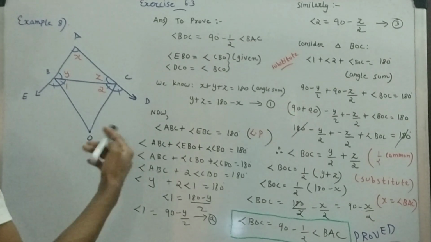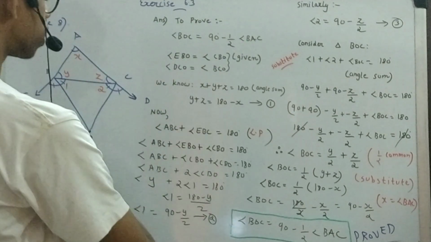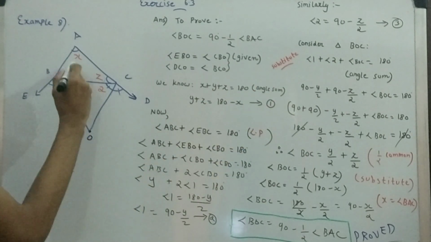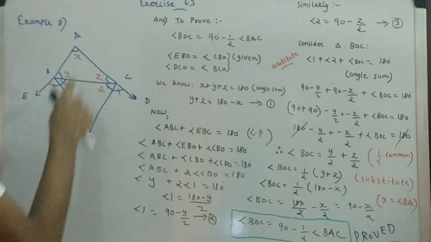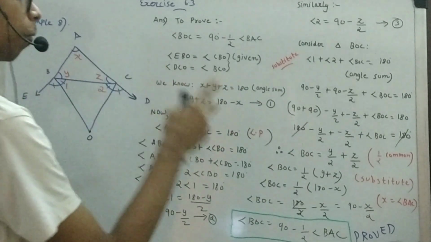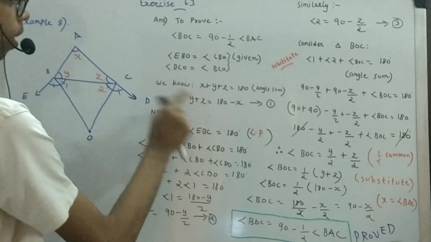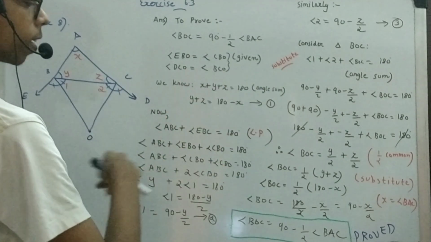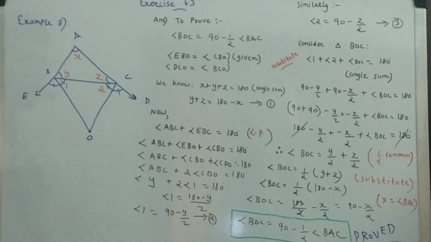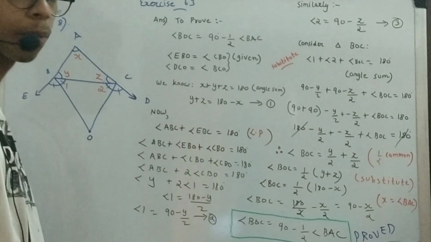Now, first of all, let us consider this triangle ABC. According to the angle sum property, we can say that x plus y plus z, the sum of interior angles, is equal to 180 degrees. Now, in order to do our proof, let us keep this y plus z on one side and take the other things to the other side. So we will be getting y plus z is equal to 180 minus x. We can consider it as equation number 1.